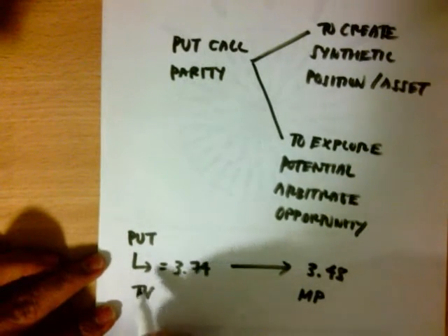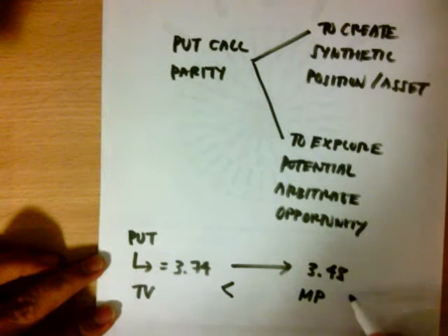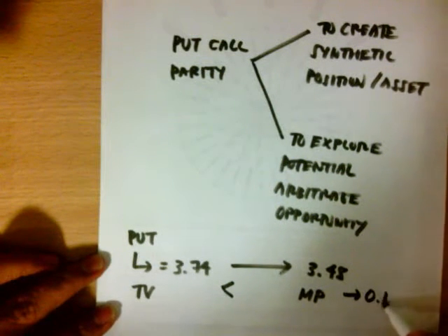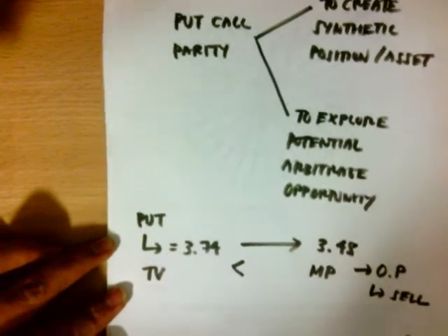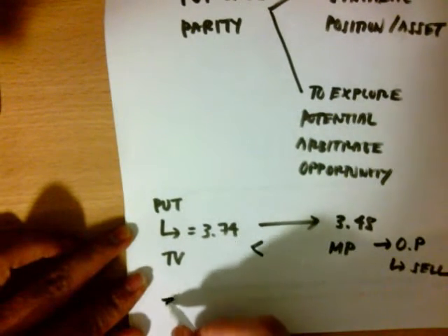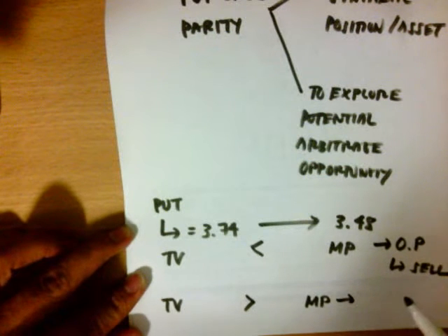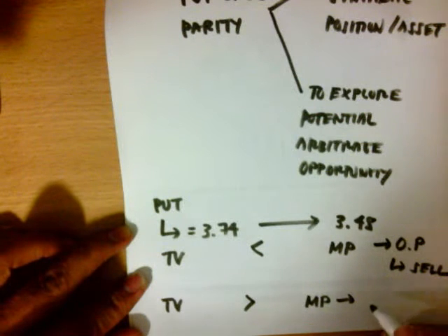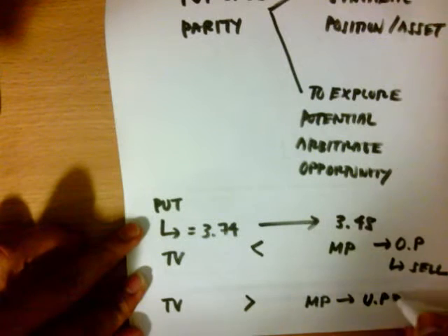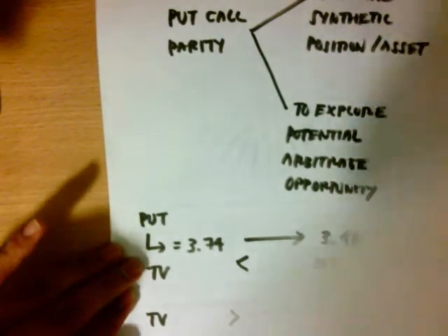Okay, and if the theoretical value is less than the market price, that means that the price right now is too high. So if this is the case, this is overpriced and we want to sell the asset. In this case, we want to sell the put option. But if the theoretical value is greater than the market price, that means the put option that we have is underpriced and we want to buy because it's underpriced. So that's basically the two purposes of the put call parity.